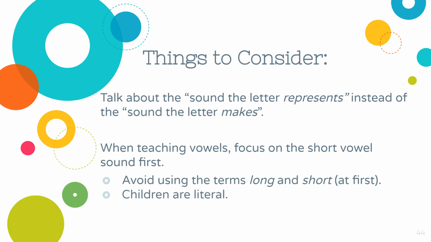So if you said, give me a long vowel O, he might say "ah" and produce that short vowel sound in a long way. So avoid using those long and short terms at first. Remember that children are very literal, and that understanding of long and short will come over time. But for our purposes as pre-K teachers, we're going to start with short vowels before moving on to long, and we're going to try to avoid using those terms at first to get children truly understanding what short vowel sounds are.